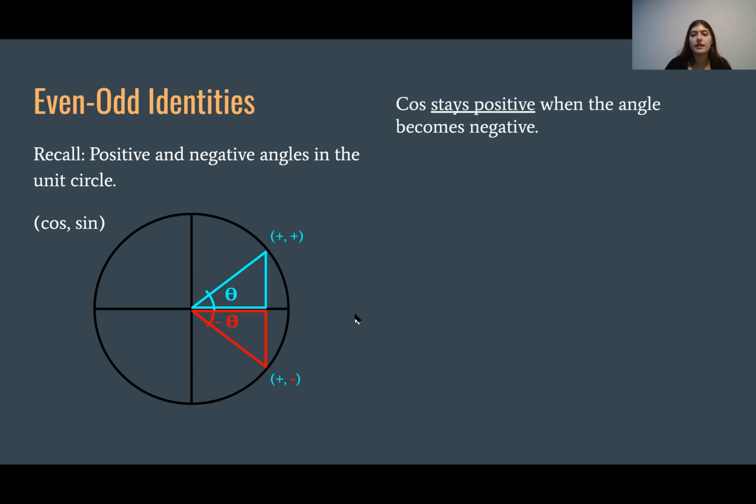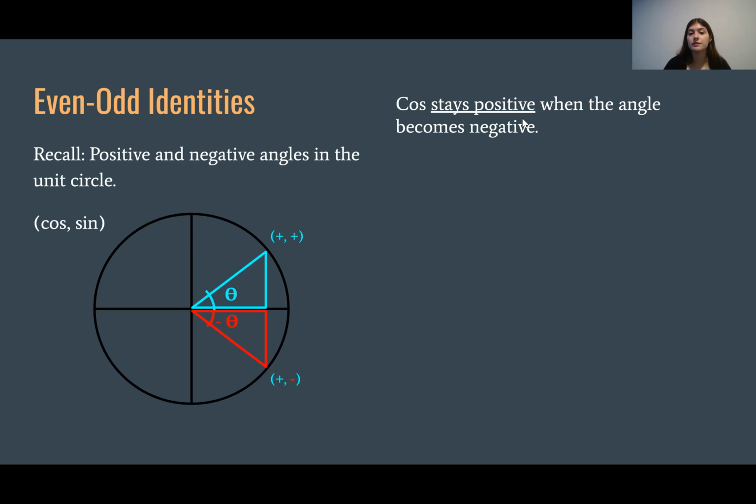notice that, this might be in the way, all right? Cosine stays positive when the angle becomes negative. What does that mean? If we're taking a look at these coordinate points that are created by our angle within the circle, if cosine is our x value, cosine is positive right here when theta is positive. But now let's take a look at negative theta. Well, cosine again is our x value. Cosine is still positive. So despite the fact that our angle became negative, cosine stayed positive.